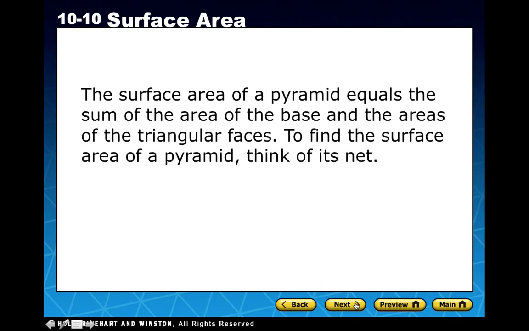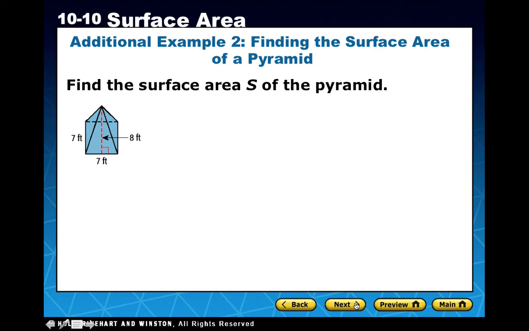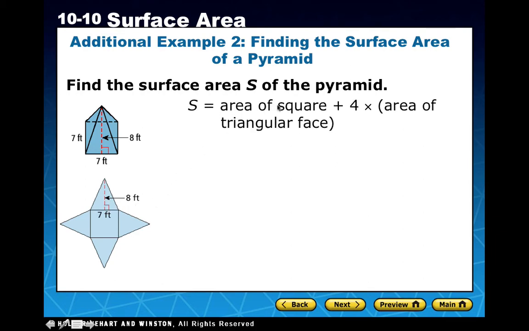Alright, the surface area of a pyramid equals the sum of the area of the base and the areas of the triangular faces. So to find the surface area of a pyramid, we'll think of its net. Okay, so the net would look like this. It's a square pyramid, square on the bottom, a 7 by 7, and then each of the triangles has a base of 7 and a height of 8. So we'll find the area of the square and then plus the area of the 4 triangles.